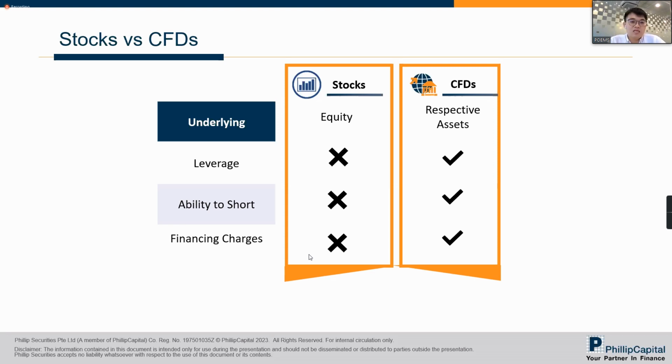The third thing is the ability to short. For stocks, it is limited. I think only for local Singapore stocks are you able to short. For foreign shares, indices or commodities, you are unable to do it through the stock market, so you can only do it through CFD. With CFD you are able to short whether it's a US share, Hong Kong share, or local share. The last and most different thing is financing charges. Stocks don't have any financing charges, but CFD does, because you are leveraging your position.